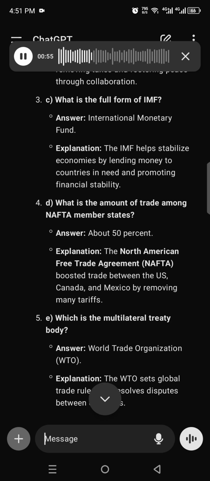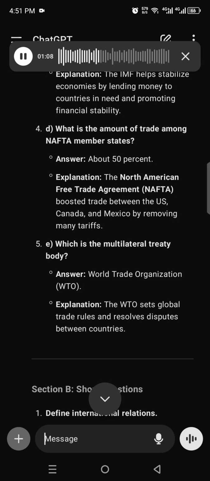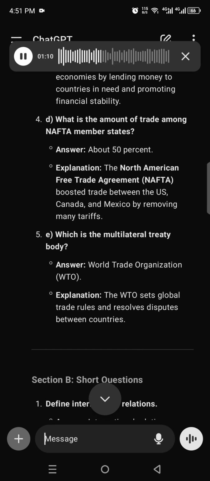4D. What is the amount of trade among NAFTA member states? Answer, about 50%. Explanation. The North American Free Trade Agreement, NAFTA, boosted trade between the U.S., Canada, and Mexico by removing many tariffs. 5E. Which is the multilateral treaty body? World Trade Organization, WTO. WTO sets global trade rules and resolves disputes between countries.